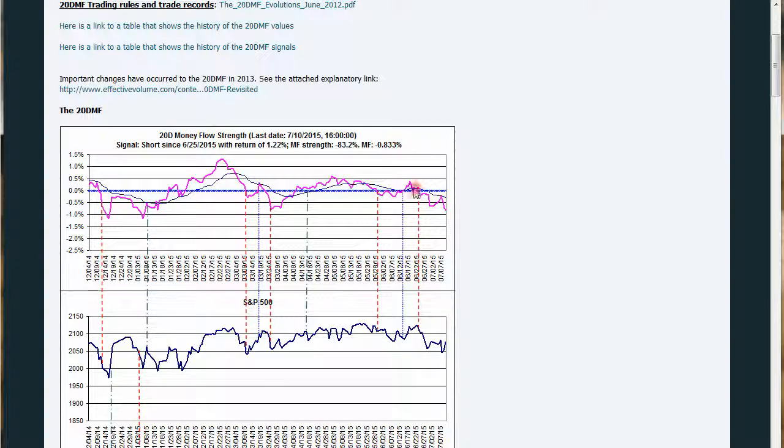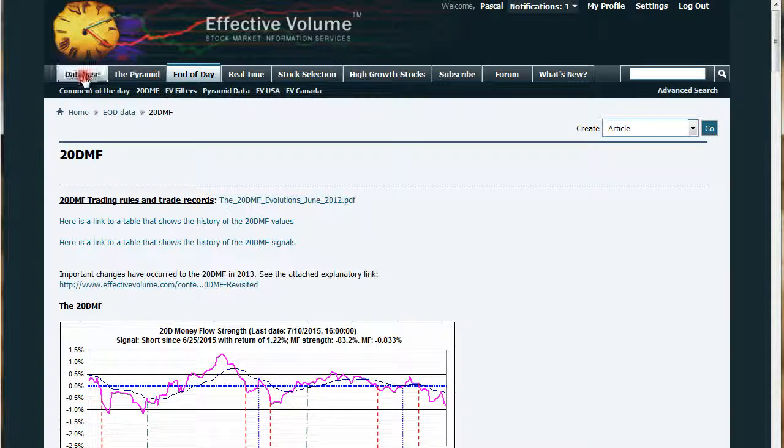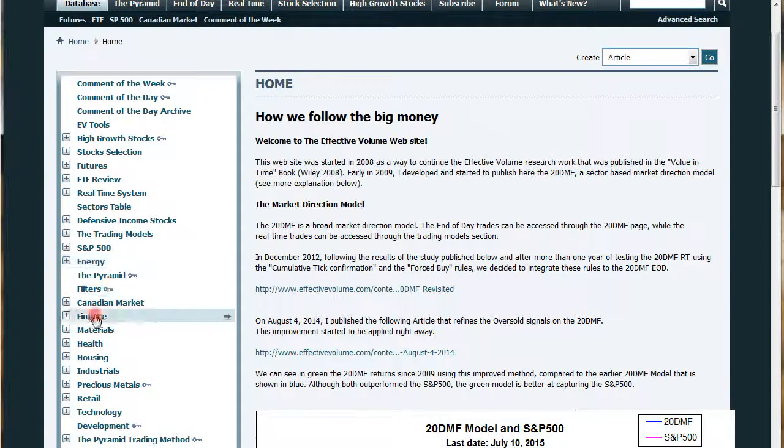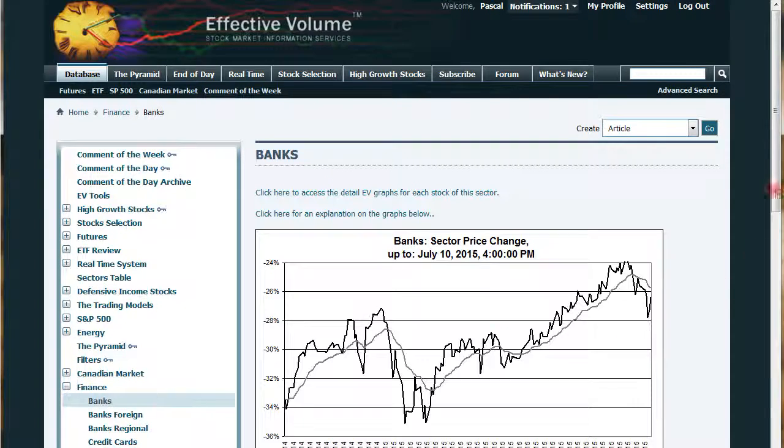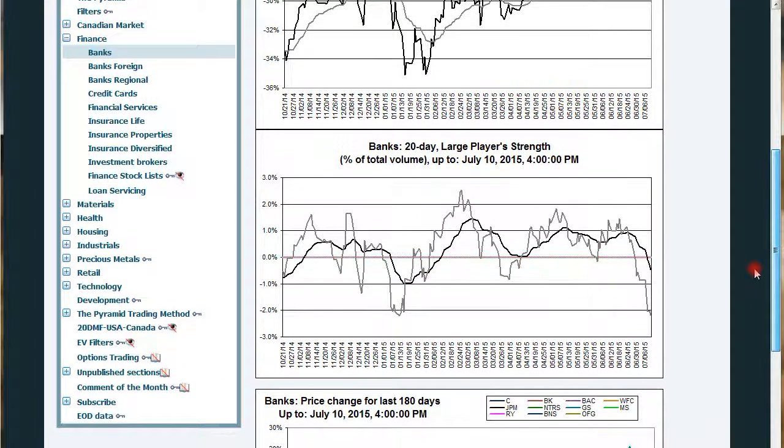This is stated here. This figure comes as an average of the money flow calculated on each of the 100 sectors that are part of this website. For example, if we go back to the database section, I click here on the finance sector. Here is the banks, and we can see that for the banks, the money flow in gray color is about minus 2%.